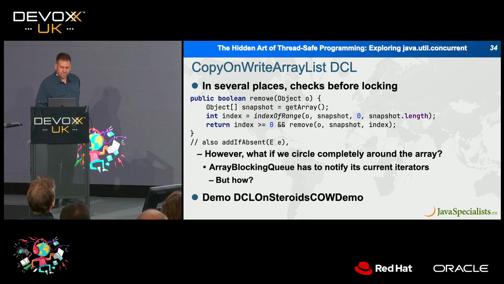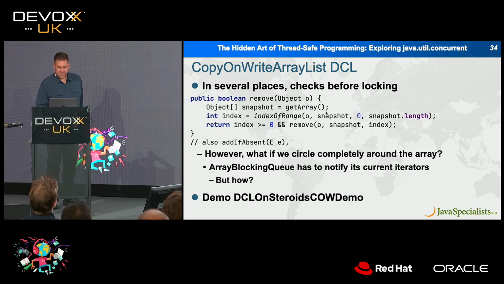They basically get the array, an object array snapshot. They search for the item, and then they say return index is greater than or equal to 0. They have found it, and then they do another remove, which is synchronized.